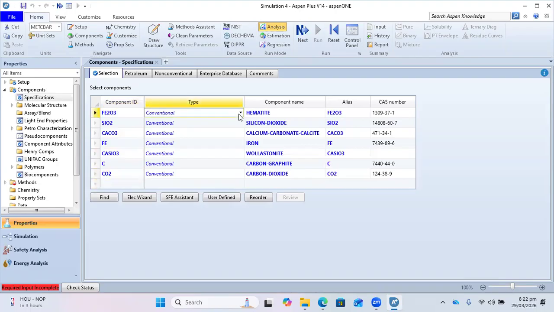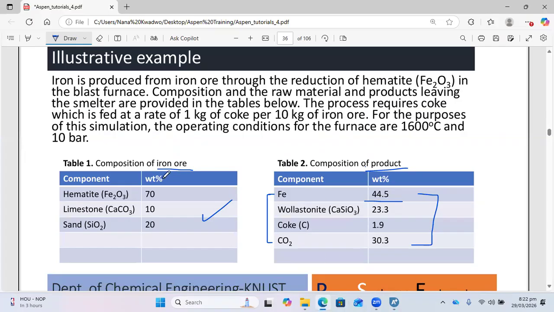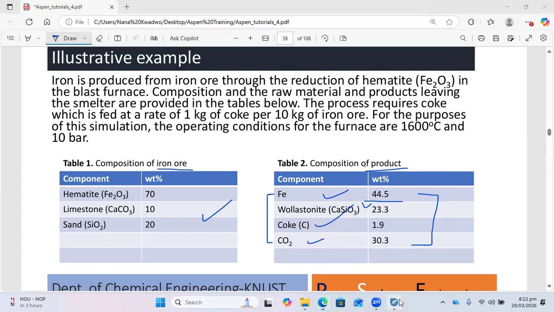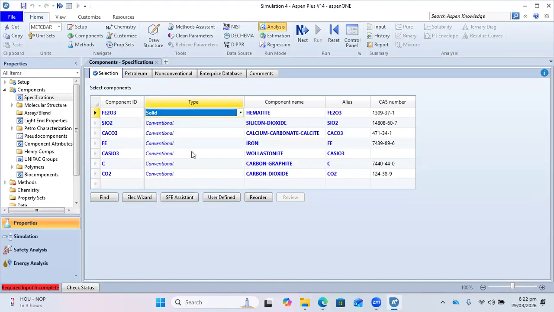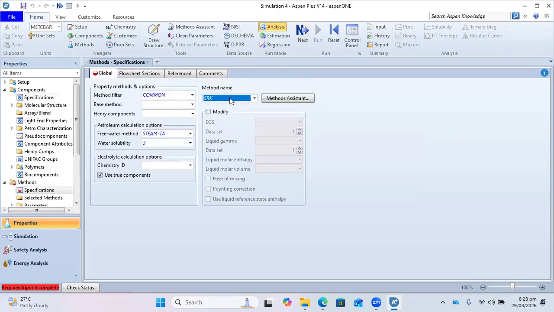Now, over here, remember that what we are dealing with, you're working with iron ore, right? And all these things here are going to be solids. The coke is carbon, is solid. The only gas here is CO2. So we need to make sure that under the type, we change it from conventional to solid for everything except CO2. So I'll make all these ones solid. Then I'll keep CO2 as conventional. Because remember we said if it's conventional, Aspen considers it as something that can be vapor or liquid or vapor liquid in equilibrium, right? So we'll keep it as conventional. And then for our property method, we are going to select solids.